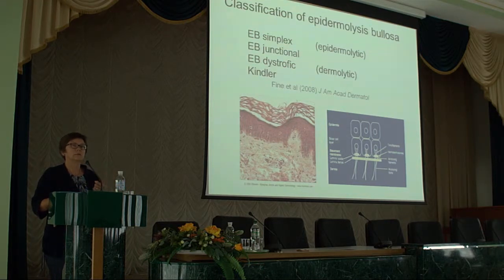And then we have EB junctional, that is in the basement zone, and this dystrophic that will be below the basement zone. And then we have the fourth, that is a new group that is called Kindler, and that is a mixed level. There is a mix in the levels where you can find the blisters. It can be below the basement zone and even in the epidermis.